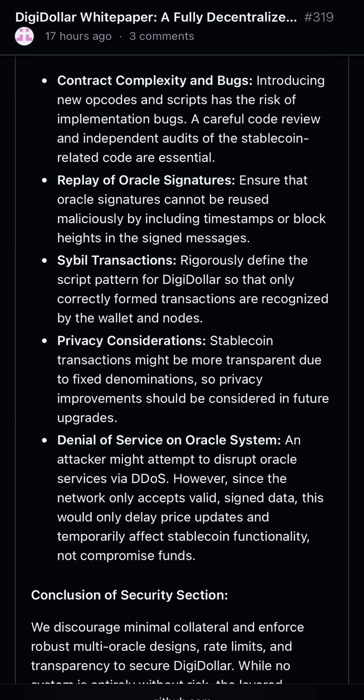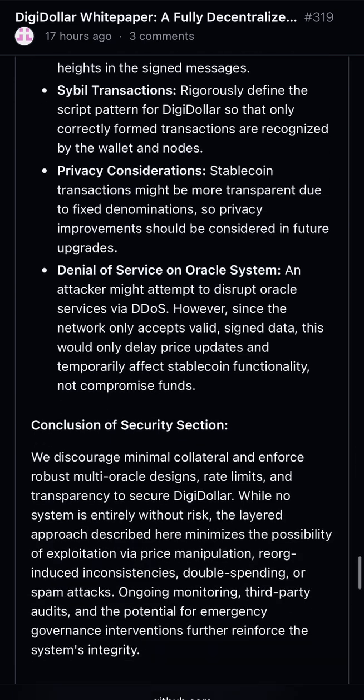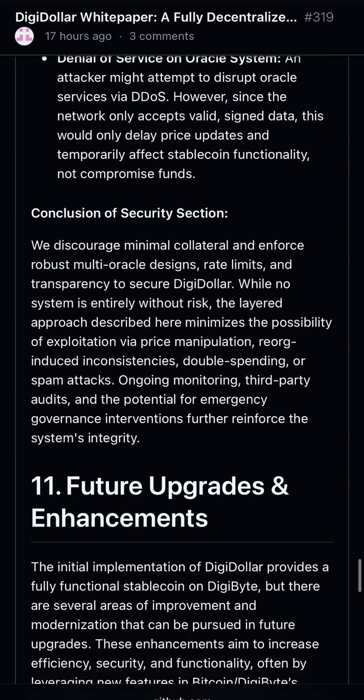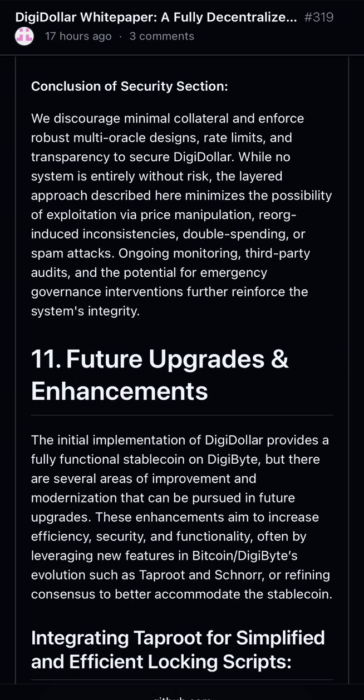Privacy considerations. Stablecoin transactions might be more transparent due to fixed denominations, so privacy improvements should be considered in future upgrades. Denial of service on Oracle system. An attacker might attempt to disrupt Oracle services via DDoS. However, since the network only accepts valid, signed data, this would only delay price updates and temporarily affect stablecoin functionality, not compromise funds.